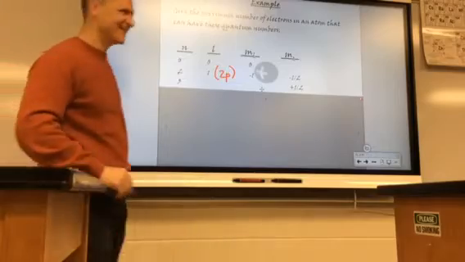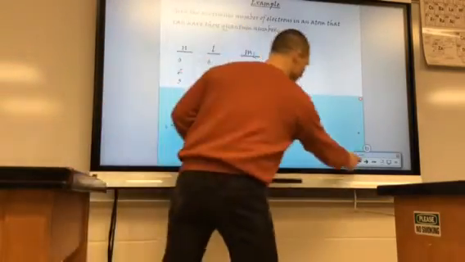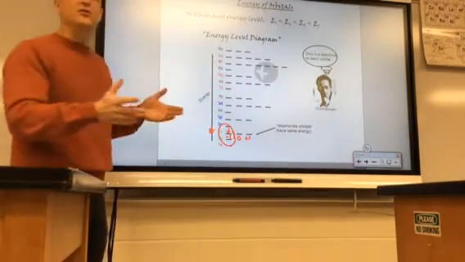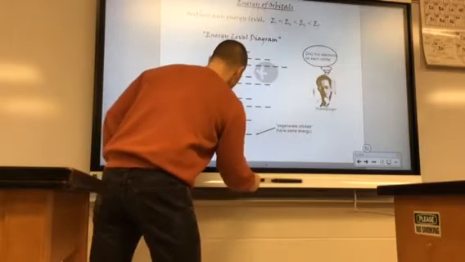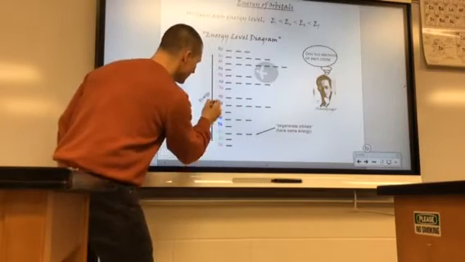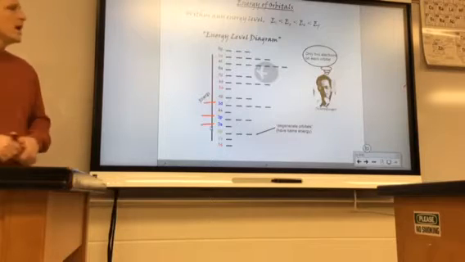So if n is 3, then L can be 0, 1, or 2. Oh, yes. Oh, I just did this wrong. The n value is 3. So we're talking about this, this, and this. Those are the 3 sublevels in the third energy level. Yeah? Keep going.